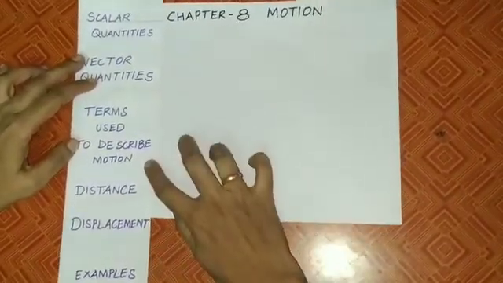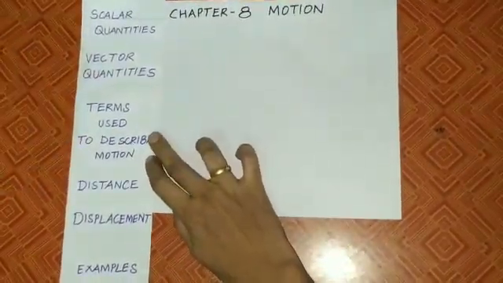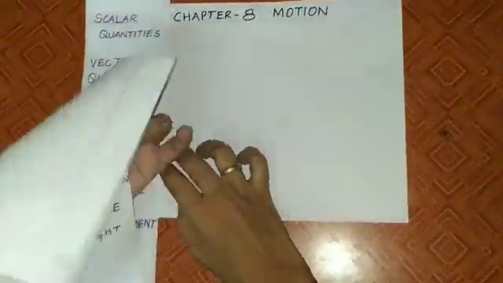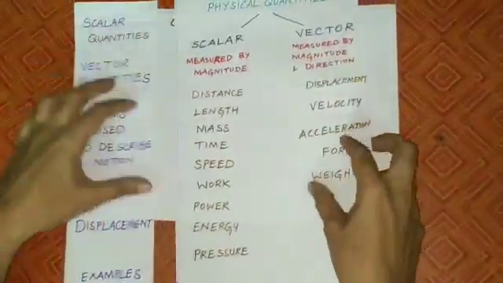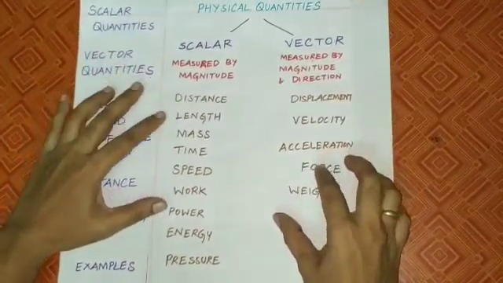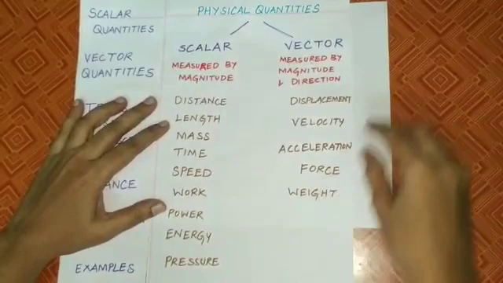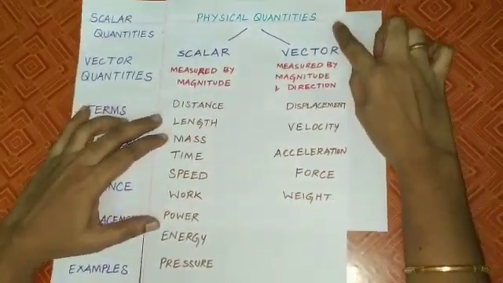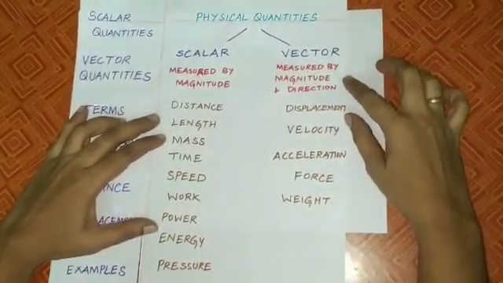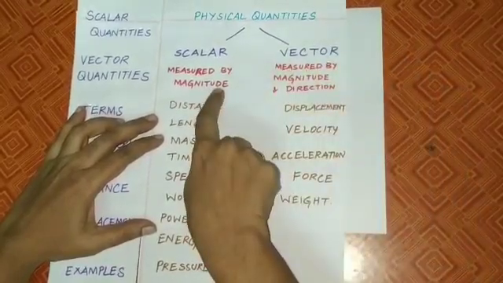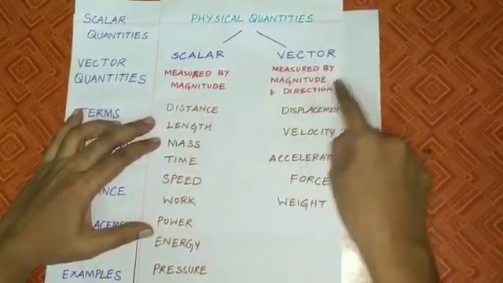In physics, a quantity that can be measured is termed as physical quantity. I repeat, in physics, a quantity that can be measured is termed as physical quantity, and this can be categorized as scalar quantity and vector quantity.